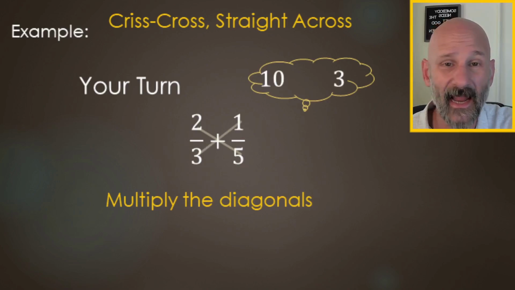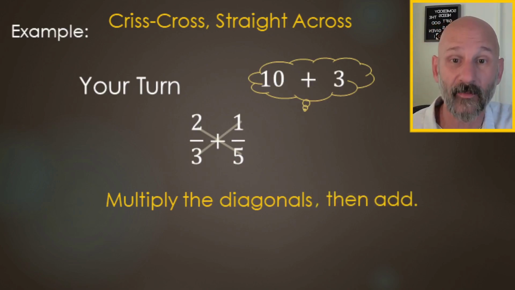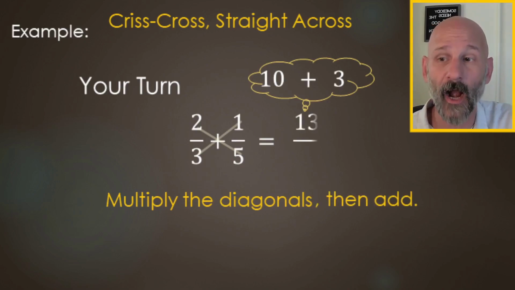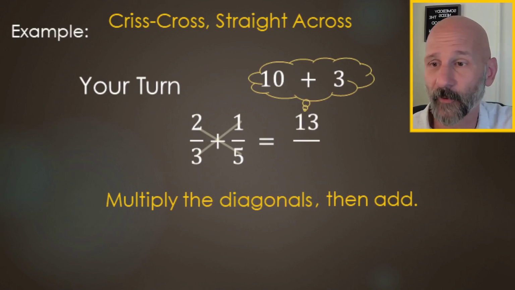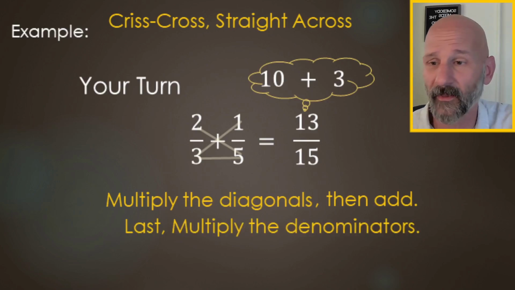So we got 10 and 3, and we're adding those in our head. 10 and 3 make 13 when we add them together. So we have 13 for our numerator. And then for the denominator of our answer, 3 times 5, that's the straight across, is going to make a 15 there. So 13 over 15 would be our answer there when we multiply the denominators.